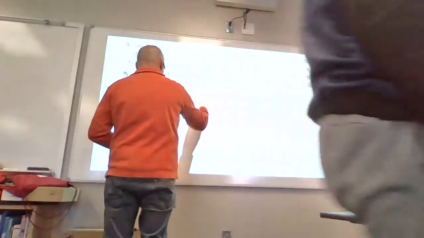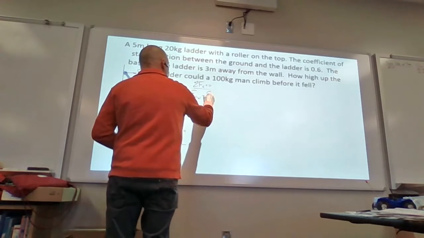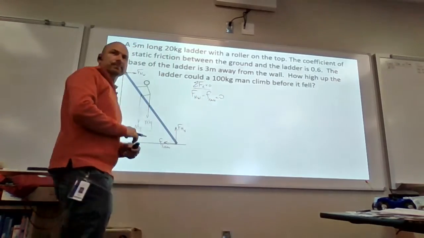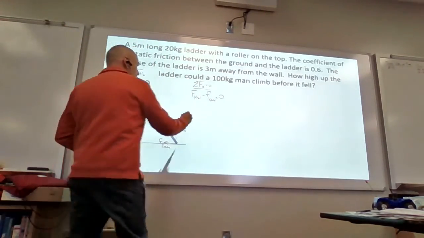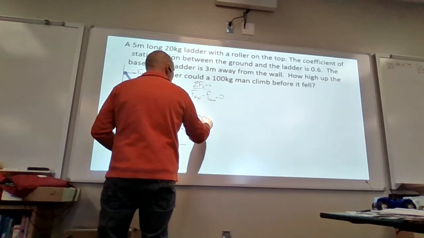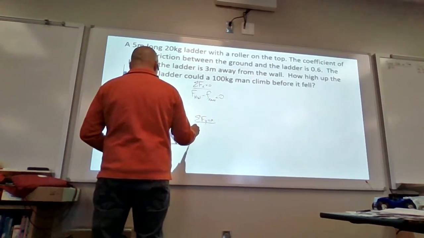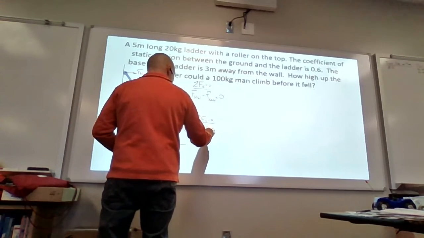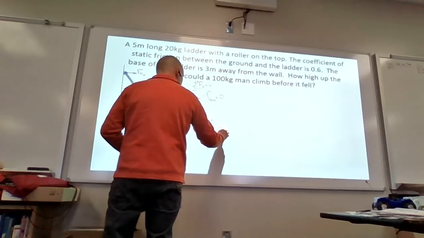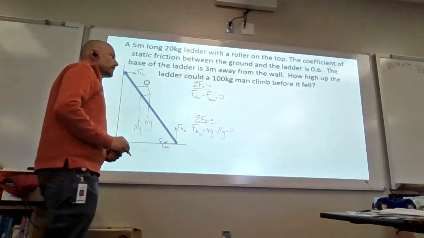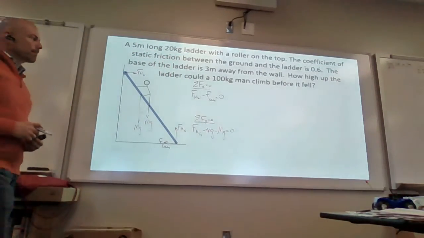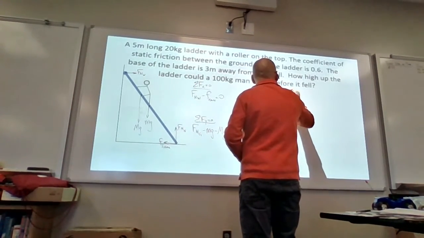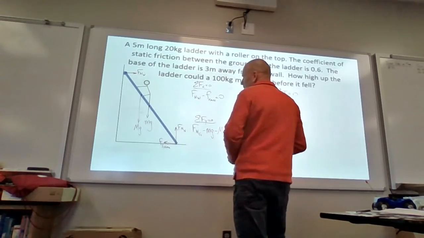So we have the normal force from the wall minus maximum friction equal to 0. The sum of the forces in the y direction is equal to 0. So we've got the normal force from the ground minus the weight of the ladder minus the weight of the guy is equal to 0. Name the guy Fred. The sum of the torques is equal to 0.